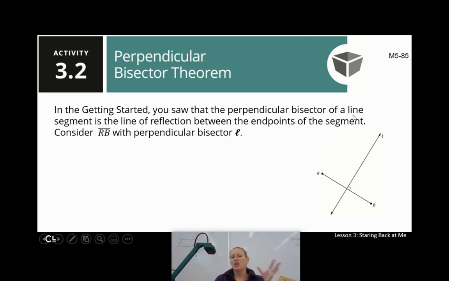In the getting started activity, we saw that the perpendicular bisector of a line segment is the line of reflection between the endpoints of the line segment. So we're going to come back to this picture here on page 85. We know that the perpendicular bisector is our line of reflection. If I were to fold along line T, R and B would be right on top of each other.